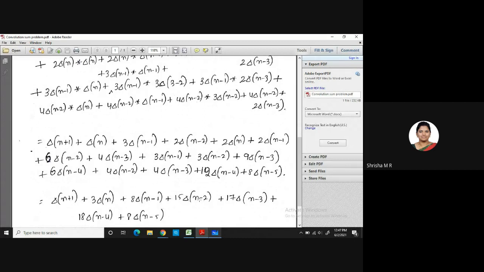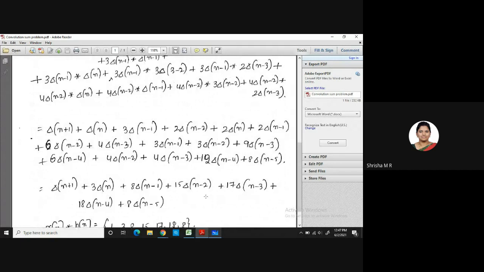Next you check n minus 2 terms. You have 2 times delta n minus 2 and 6 times delta n minus 2 and 3 times delta n minus 2 and 4 times delta n minus 2. So that would be 15 times delta n minus 2. Okay. Next n minus 3 terms you check. Here we have 4 plus 9 plus 4. Okay, that would be 17 times delta n minus 3. And n minus 4 terms are 6 and 12. So that would be 18 times delta n minus 4. And n minus 5 terms is only 1. So that would be 8 times delta n minus 5.